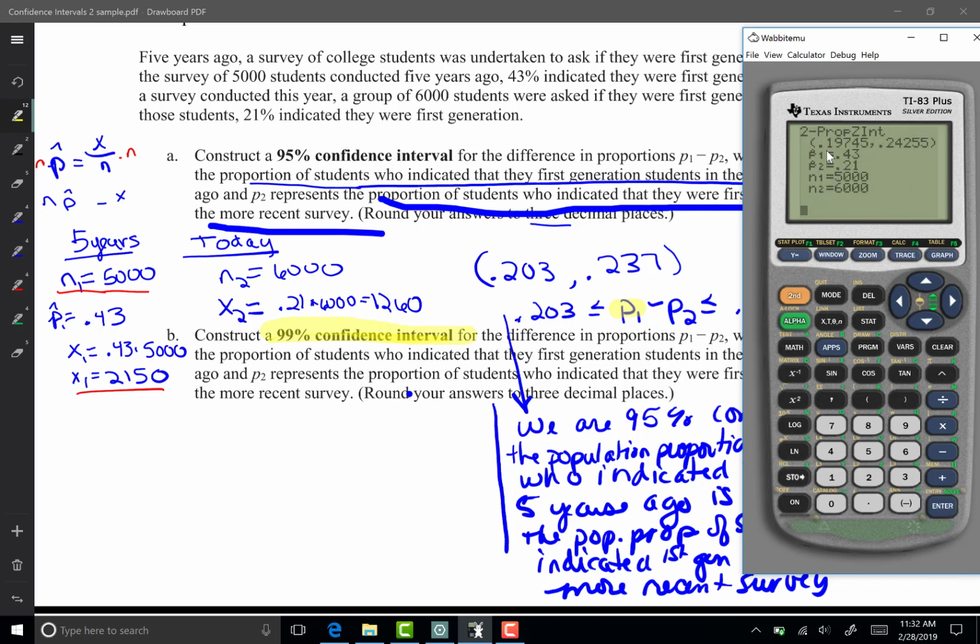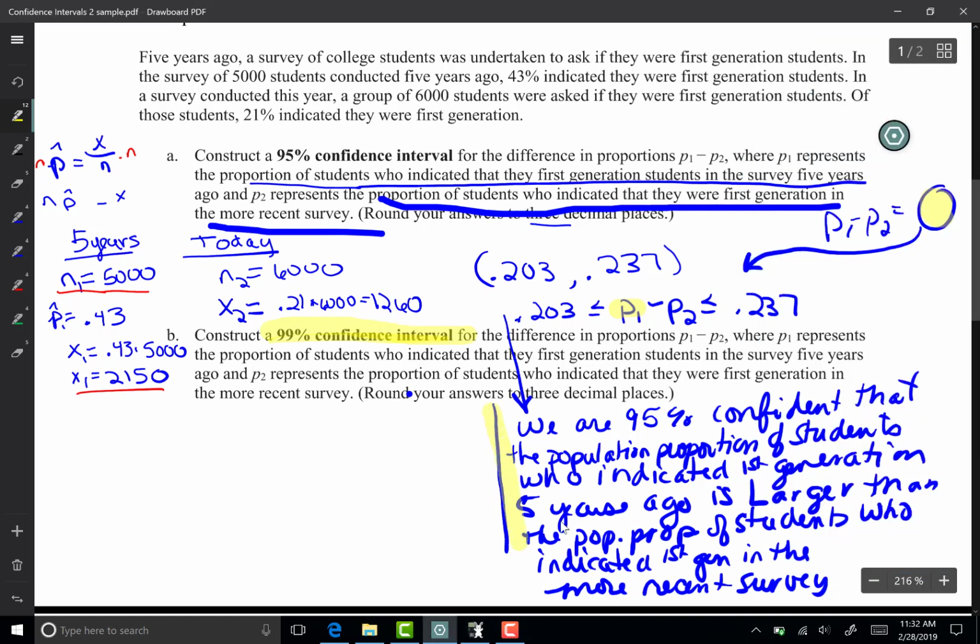Okay, so it changes to 0.197 and 0.243, rounded to 3 decimal places. And then we would write the interpretation in a similar way. Because they're both positive, it would stay the same, so P1 remains larger than P2. Okay?